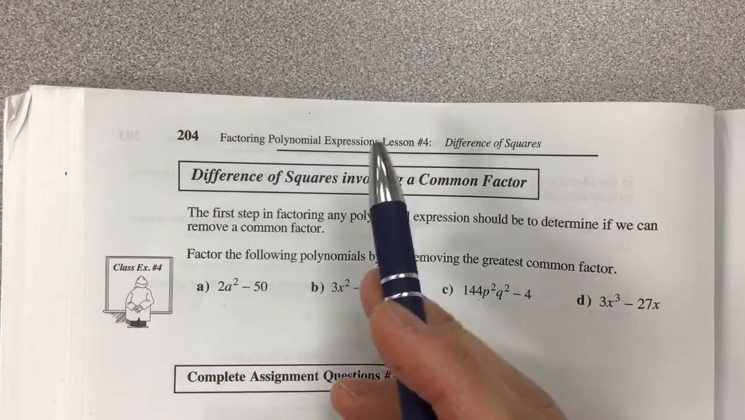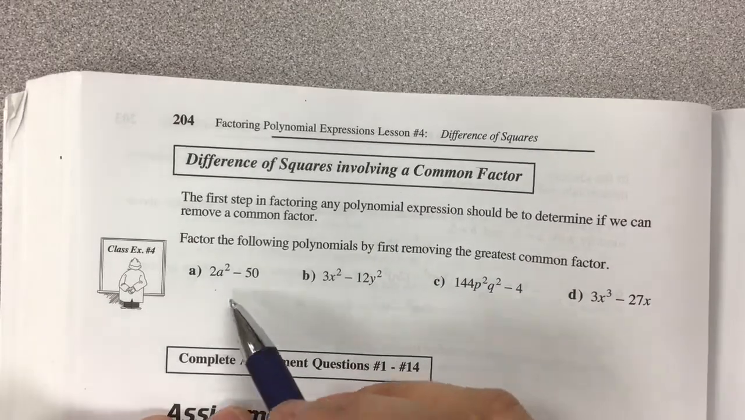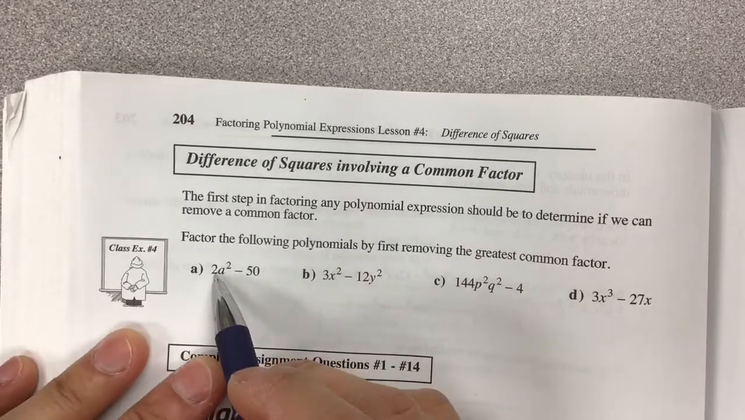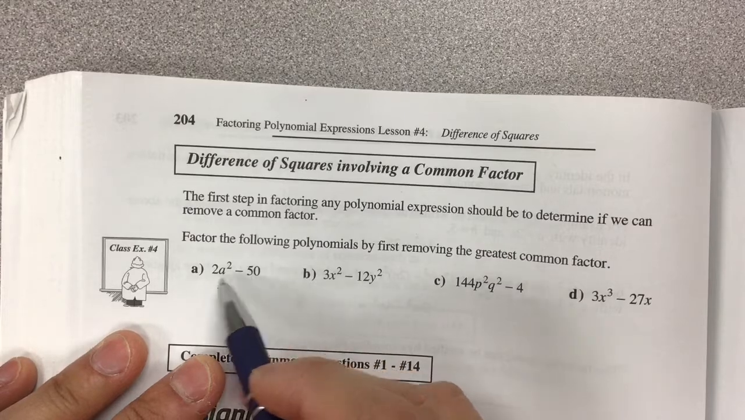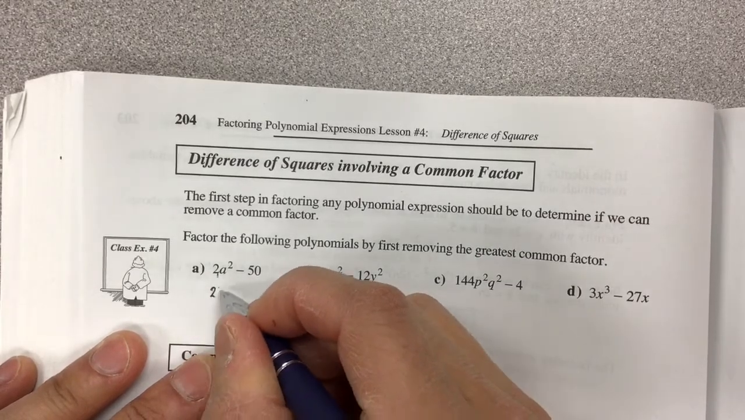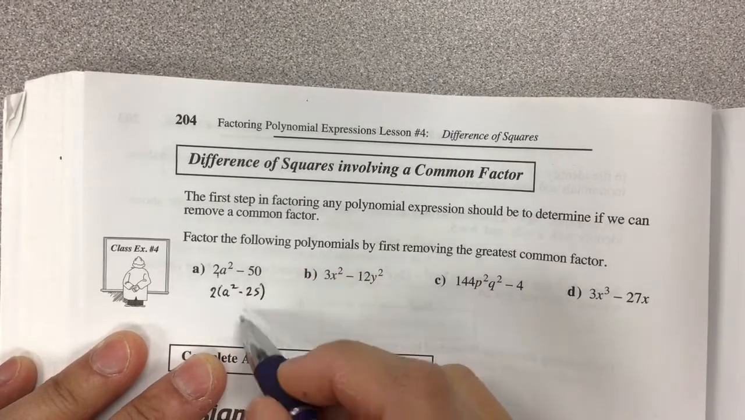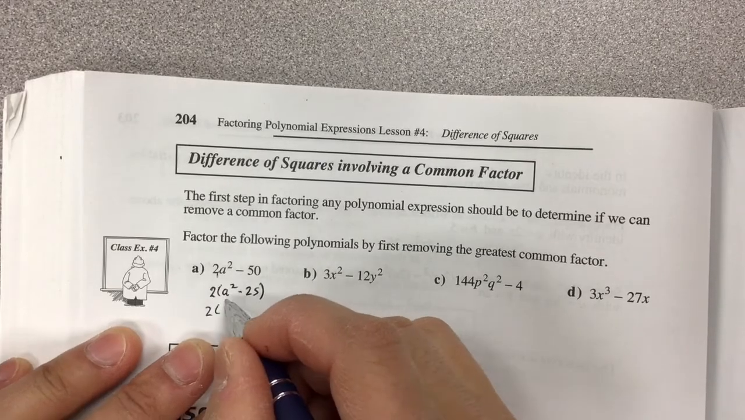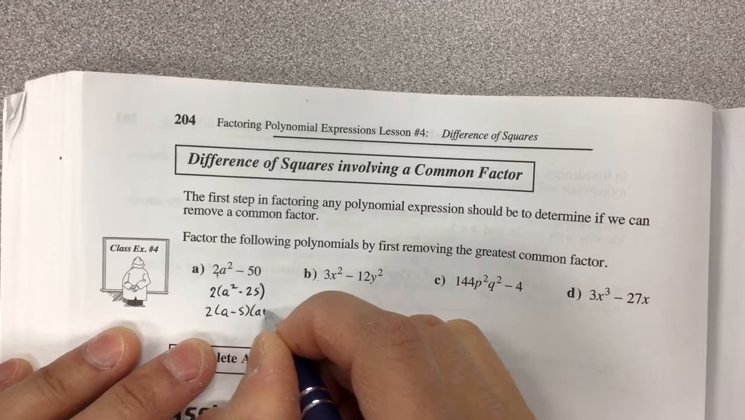Now, difference of squares involving a common factor. Sometimes you'll get something like this, where I can identify a coefficient that's not a perfect square. So for example, 2, and 50 is also not a perfect square, but they do have 2 in common. So if I were to factor my 2 out, this would result in a squared minus 25, which reveals my perfect square. So my final answer, after I factor this perfect square, is going to be a minus 5, a plus 5.